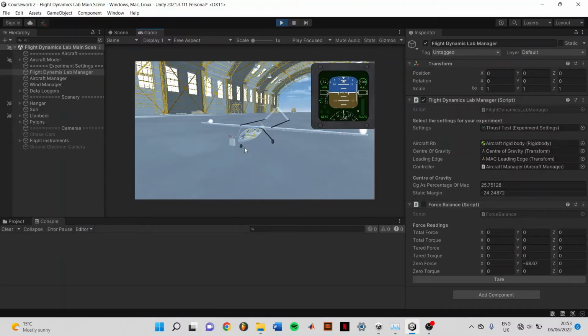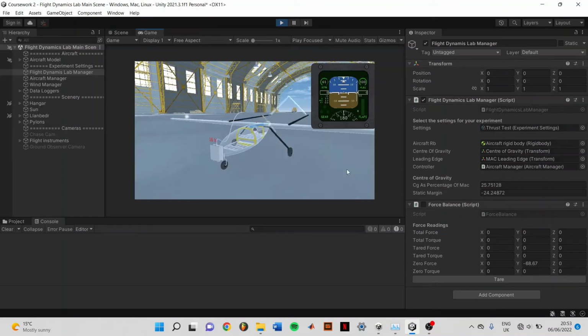Thrust is controlled using the W and S keyboard buttons, with W increasing thrust and S decreasing thrust. As thrust is increased, the albatross approaches a force meter, and as can be seen on the flight instrument, as the RPM increases, the corresponding force produced by the thrust increases as well.